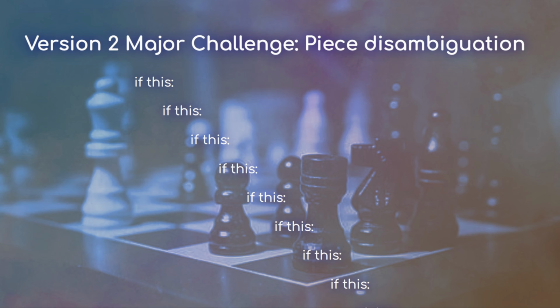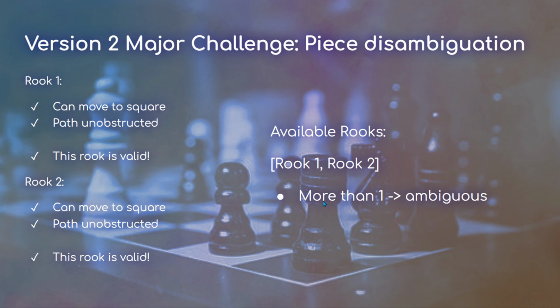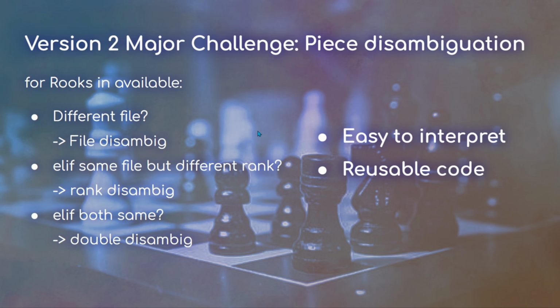Let's define what disambiguation actually is. If we have two rooks, the first rook can move to the square, and the second rook can too. Let's put them in a list. Now, we can already see when there's more than one rook, we have an ambiguous case. Do they have a different file? By default, if they have a different file, we do file disambiguation. What if they have the same file, but they're in a different rank? Well, next up in the list would be rank disambiguation. And of course, at the end, we have double disambiguation. All I really had to do was take a step back and think about it in a simpler way. Don't rush to your goal, and keep it simple if you can.